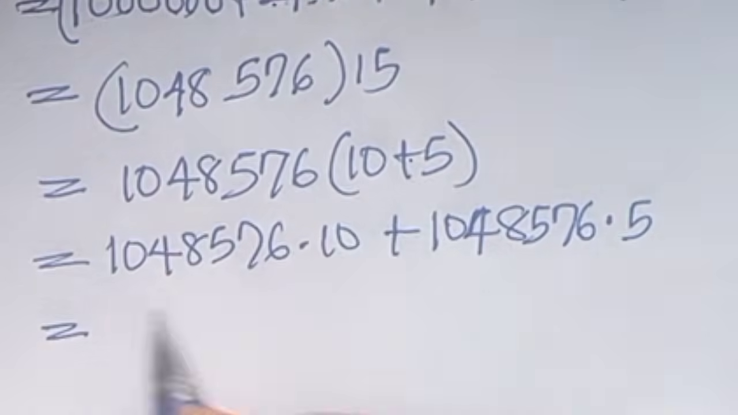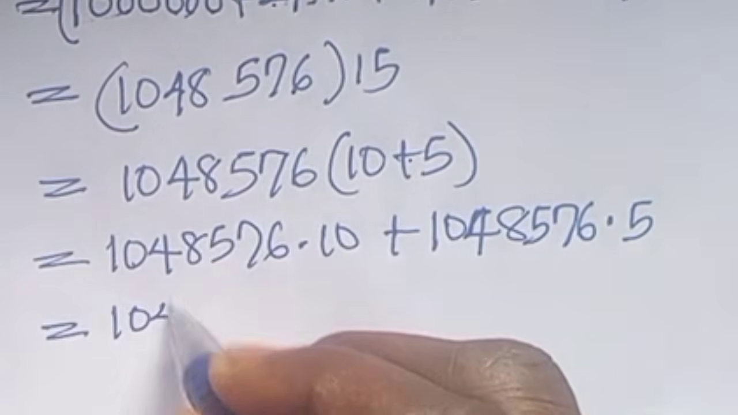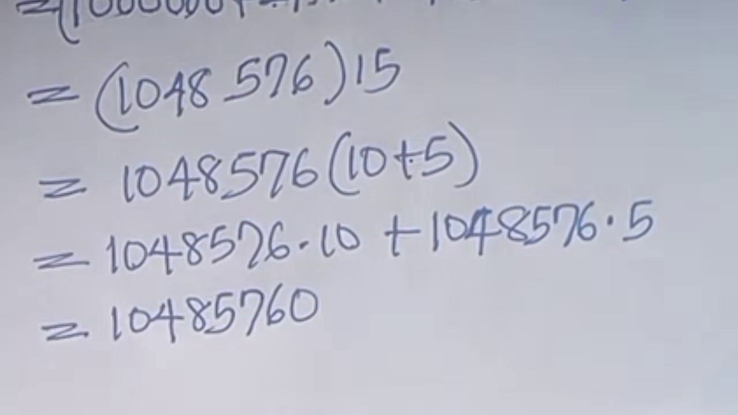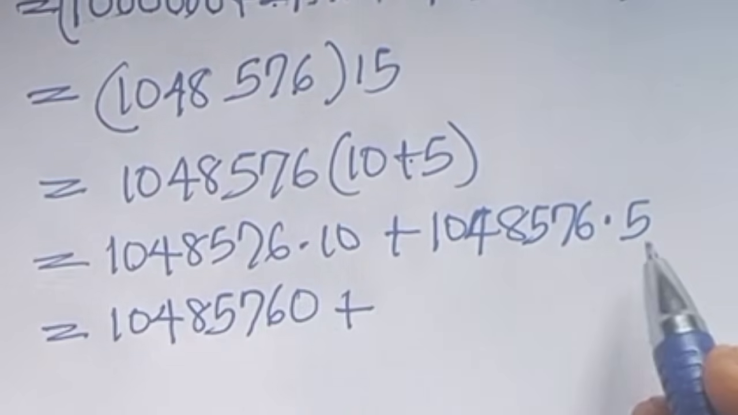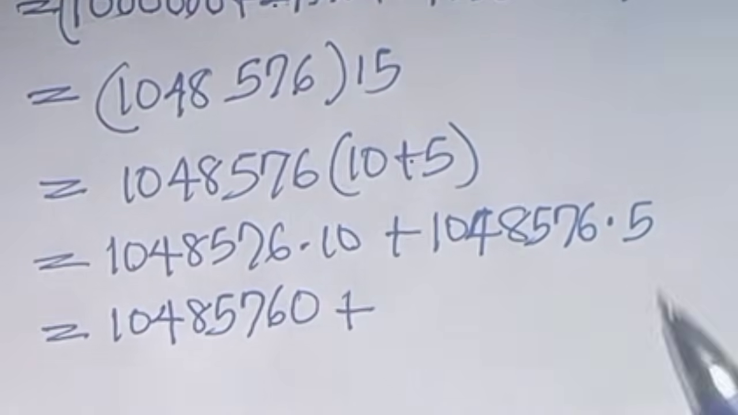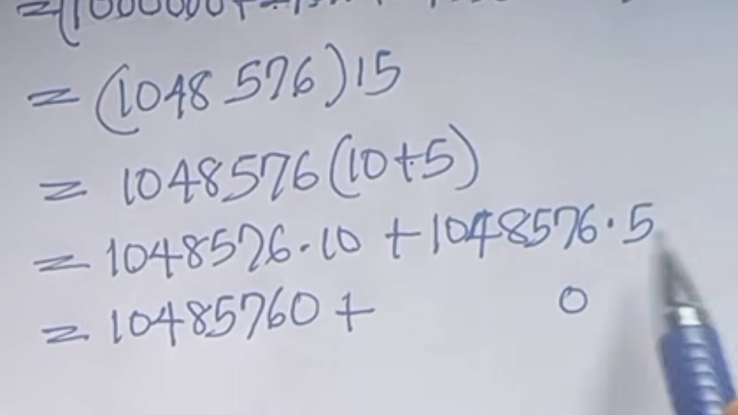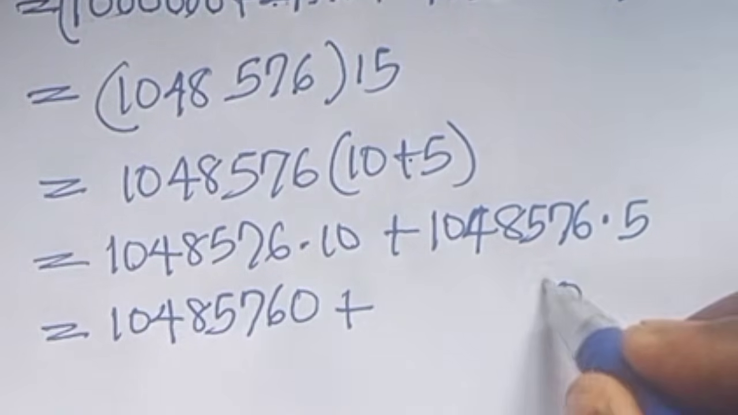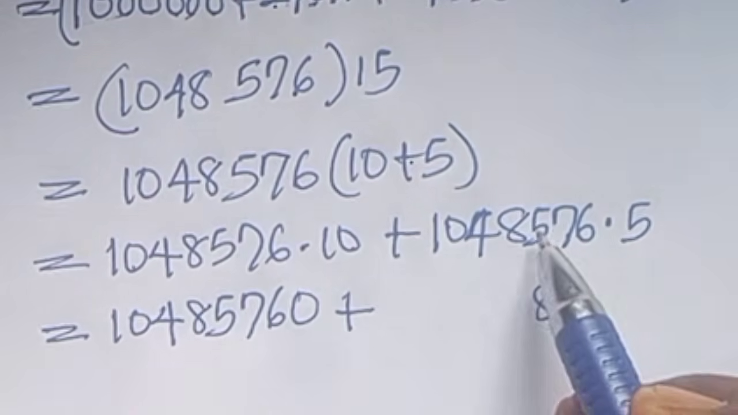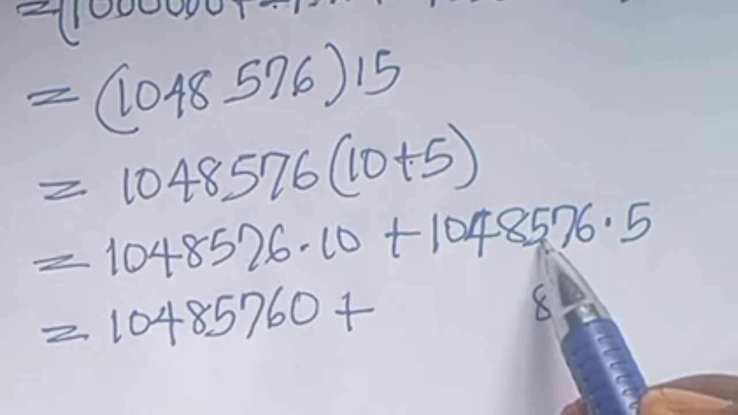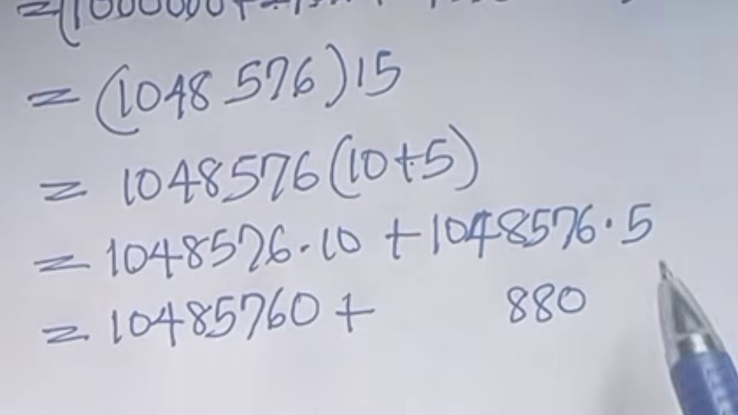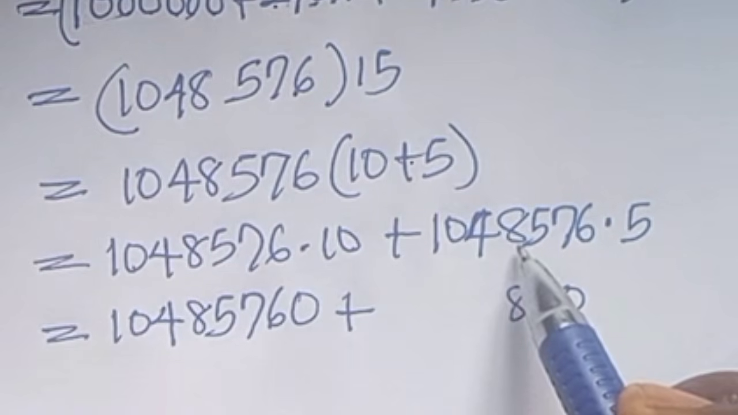On the next step, from here we have 1048576 times 10, just add the 0, plus here 5 times 6, that is 30. We put down 0, carry 3. 5 times 7 is 35. 35 plus 3, 38. Put down 8, carry 3. 5 times 5, that is 25. 25 plus 3 is 28. Put down 8, carry 2. 5 times 8, that is 40. 40 plus 2, that's 42.